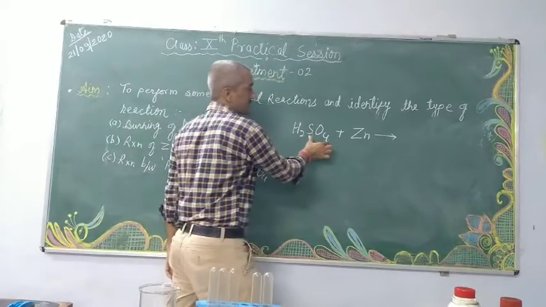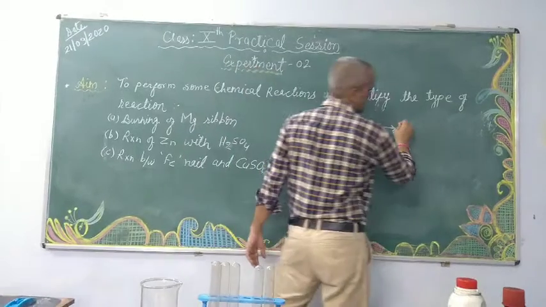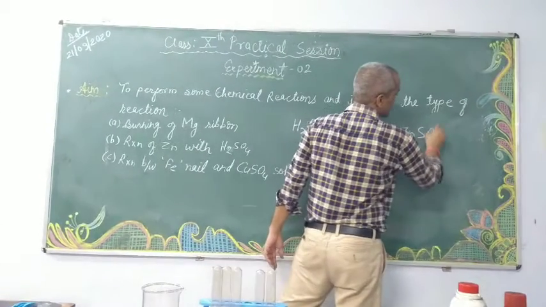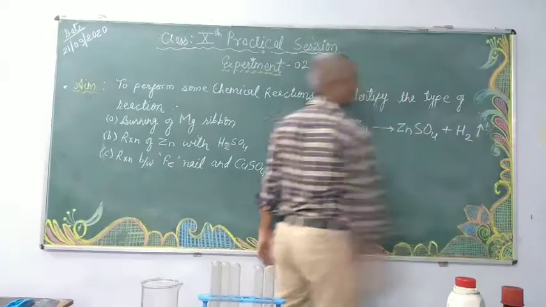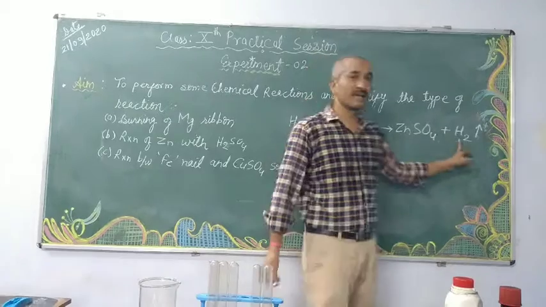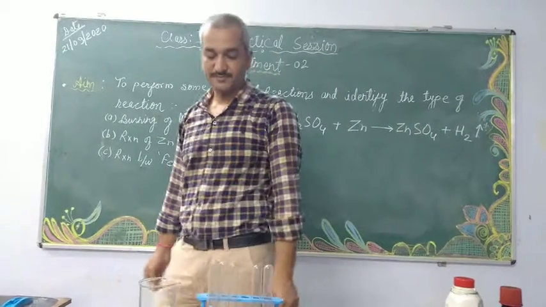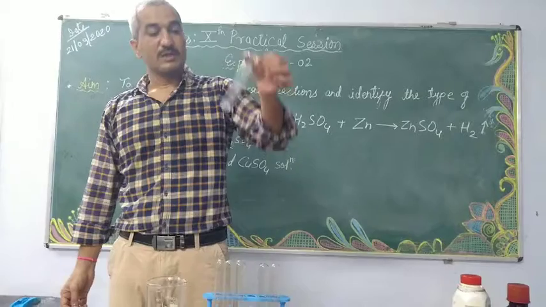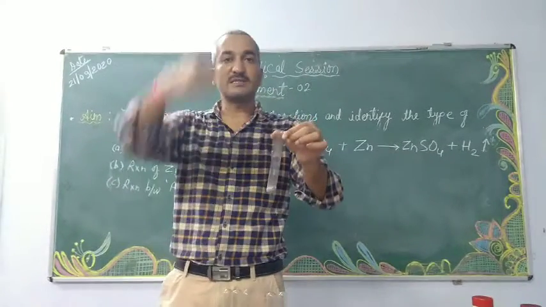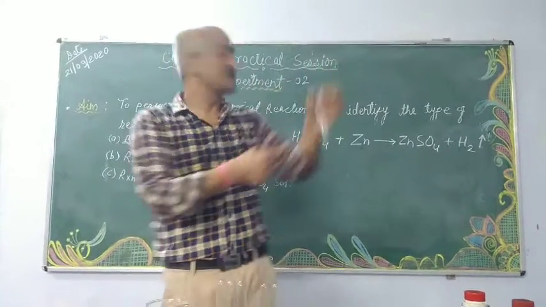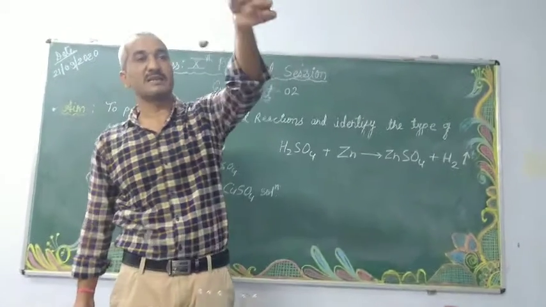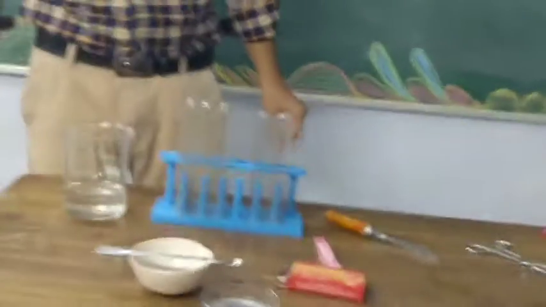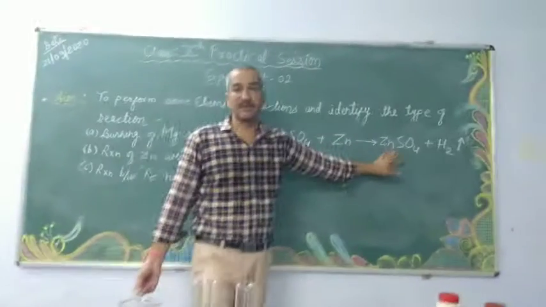So what happened here? This sulfate ion binds with zinc. So zinc sulfate is formed along with the evolution of hydrogen gas. This hydrogen gas is evolved during the reaction. The gas which evolved was hydrogen, and the solution now is not acid, this is zinc sulfate. Got it? The bubbles are there, otherwise zinc sulfate is colorless. So this reaction has taken place here.